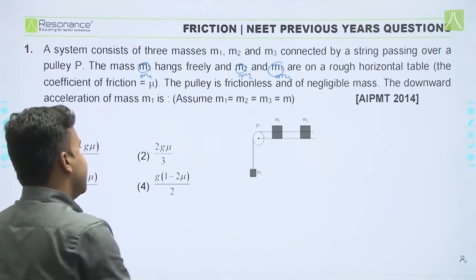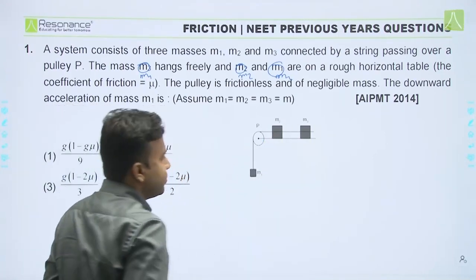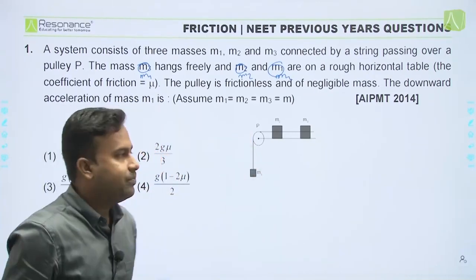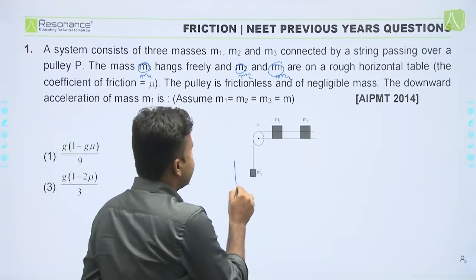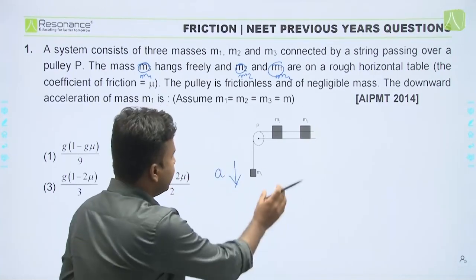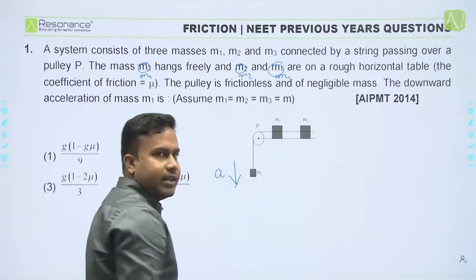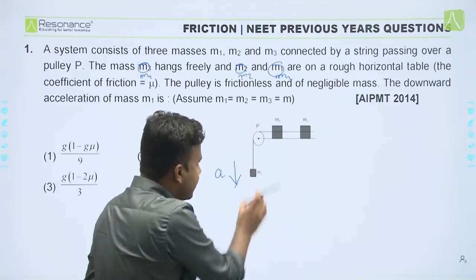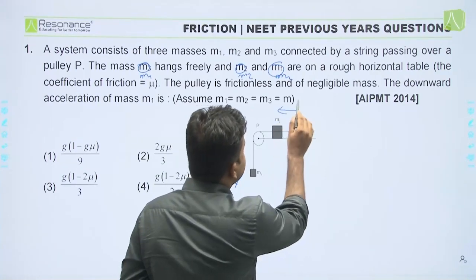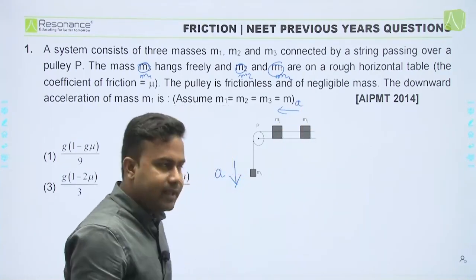plane. Okay students, now look at this, the diagram of this question is given. We have to find the acceleration of this M1 block. So look at this, I am assuming here the acceleration of this M1 block is A. Now if these all three blocks are connected with a string, if this M1 will move in downward direction, what will happen? These two blocks will also move in this direction with the acceleration A.